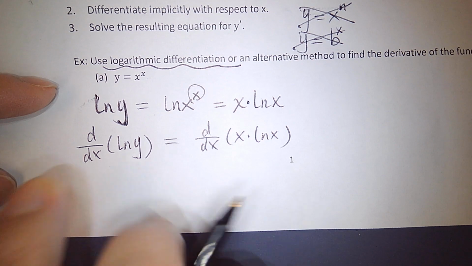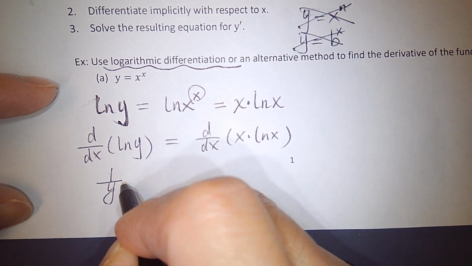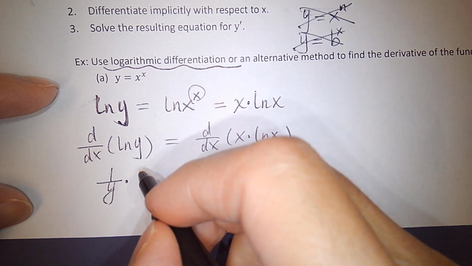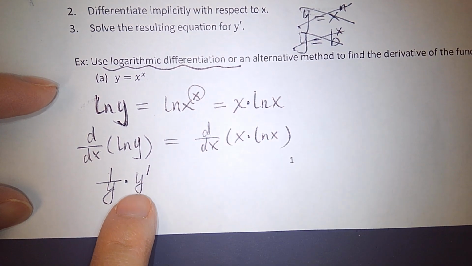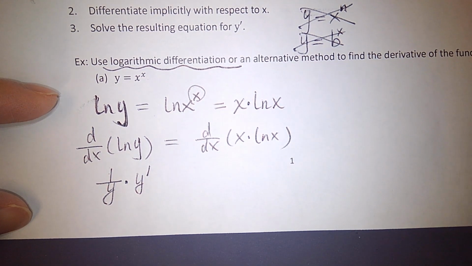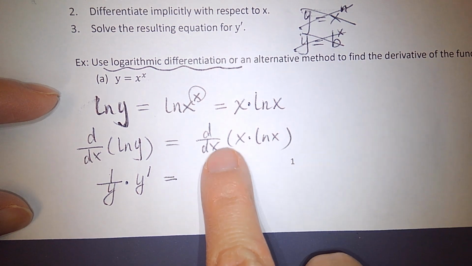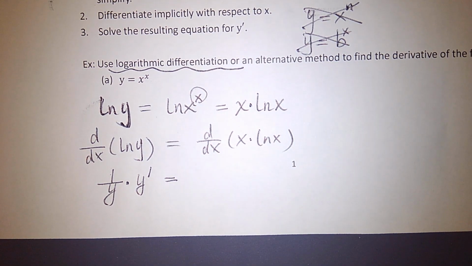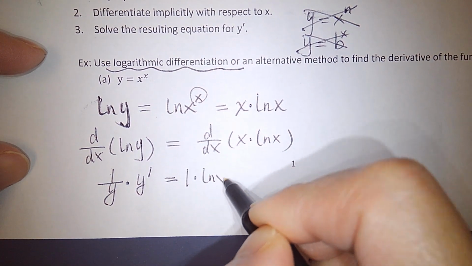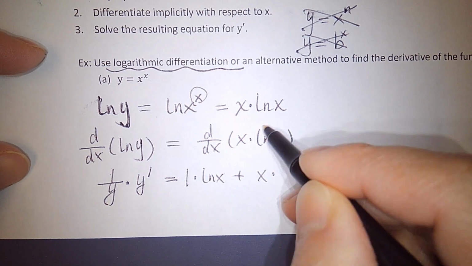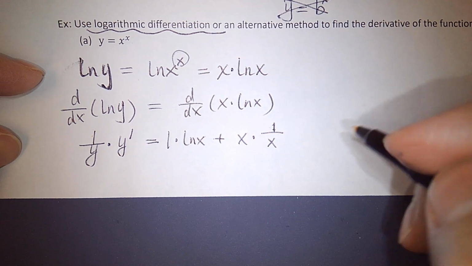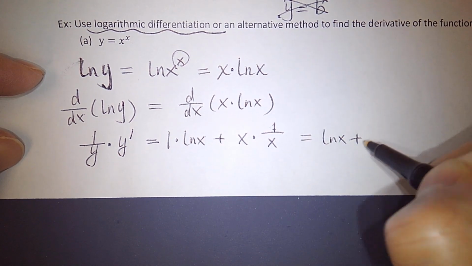Ln y derivative, what should we get? 1 over y, right? But don't forget, y is a function of x, so you multiply by y prime, or you can write dy over dx, either way. Right side, x times ln x, derivative, product rule. Differentiate x gives us 1 times ln x plus x times the derivative of ln x, which gives us what? 1 over x. So simplify the right side, we actually have ln x plus 1.